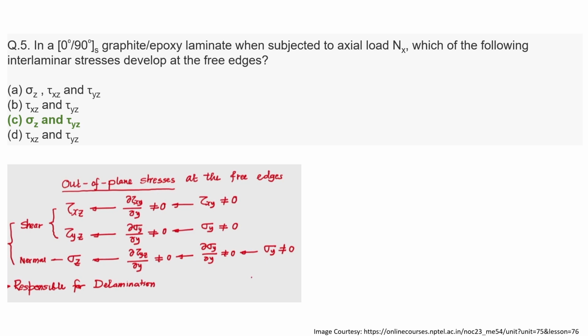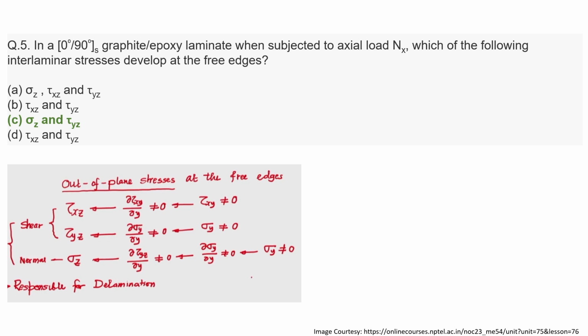This same question is also taught in the lectures by sir, that what will be the effect of Nx when put in a 0/90 symmetric laminate. The same thing here: when Nx is added to this laminate, you will get the strain values in x and y direction, but shear strain will be equal to 0. Because shear strain is equal to 0, shear stress will also be equal to 0. Now from that conclusion, you can see the out of plane stresses at free edges.